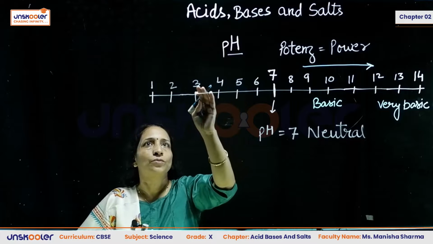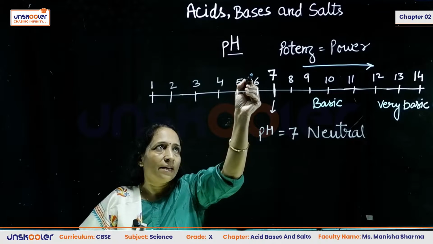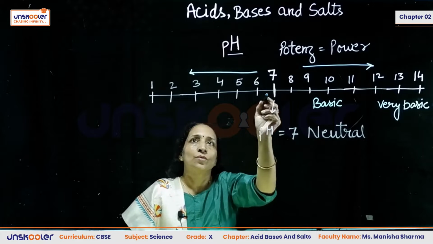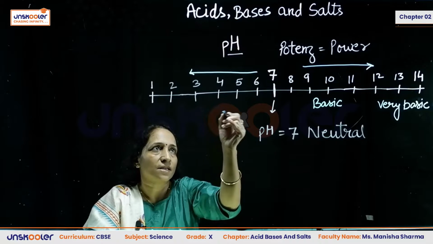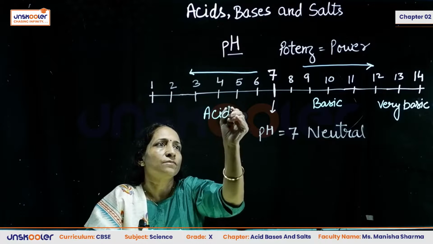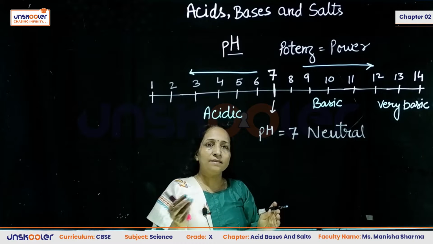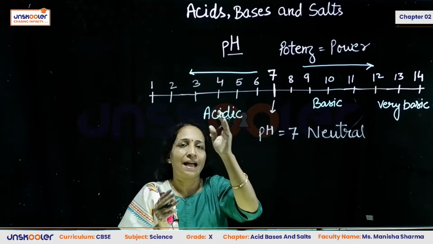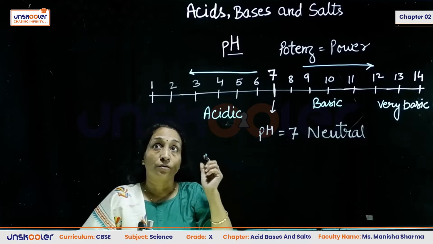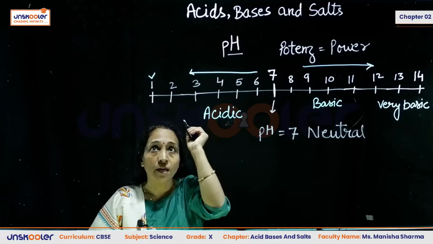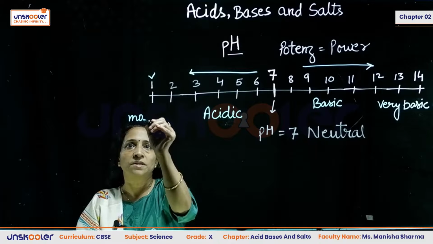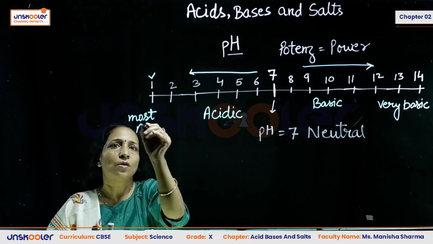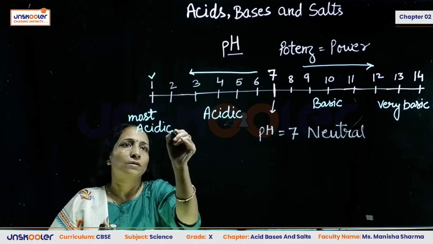And what about this side? That is 6, 5, 4, 3, 2, 1. If any substance shows a pH which is less than 7, it will be considered acidic. The nature of the substance will be acidic, and as the pH decreases, the acid strength increases. So at pH 1, it will be most acidic. If a substance shows a pH value of 1, that means it is most acidic or very acidic.